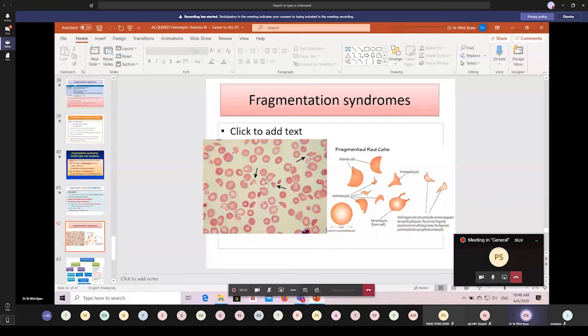This is the figure of fragmented cells. Schistocytes here. You can see these fragmented RBCs in the blood film, so that you can tell this is intravascular hemolysis.